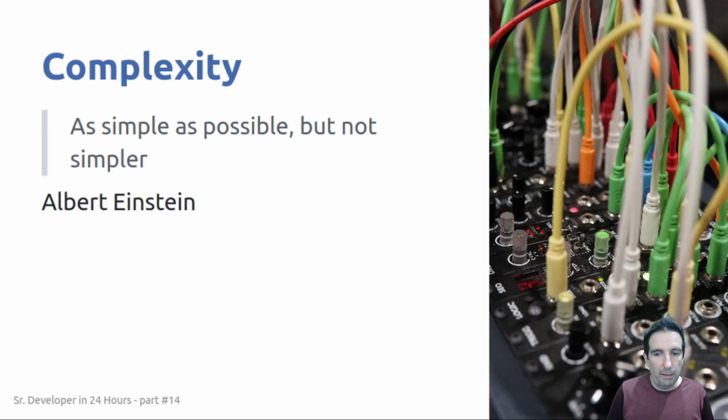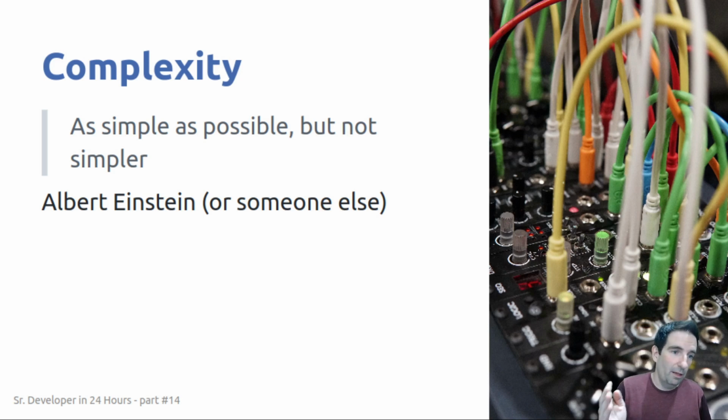All right, complexity. So our code should be as simple as possible, but not simpler. Albert Einstein. Or maybe someone else. I'm not sure who really wrote that quote. Some people on the internet said it was Albert Einstein. Some people said it was somebody else. I don't know. But at the end of the day, the quote is still valid. As simple as possible, but not simpler.